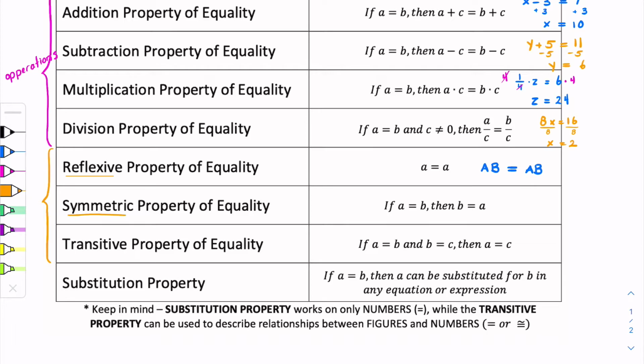Next is the symmetric property of equality. The symmetric property of equality allows you to switch the order you are writing your answer in. So for example, if you were solving, you could say x equals 6, or you could say 6 equals x. It doesn't matter which way you write it. This property, called the symmetric property, allows you to write it either way.